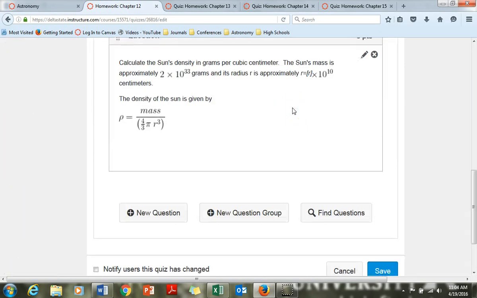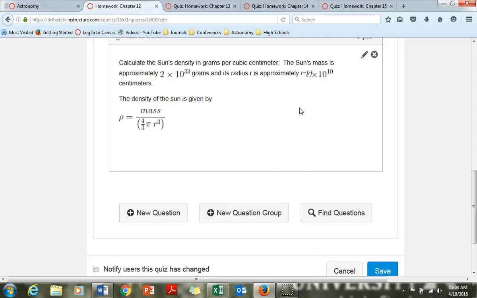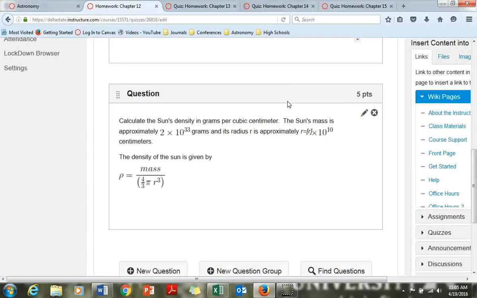All right. Let's look at the next question. Calculate the sun's density in grams per cubic centimeter. Sun's mass is approximately, I need to lower that, and erase. Sun's mass is approximately 2 times 10 to the 33 grams.